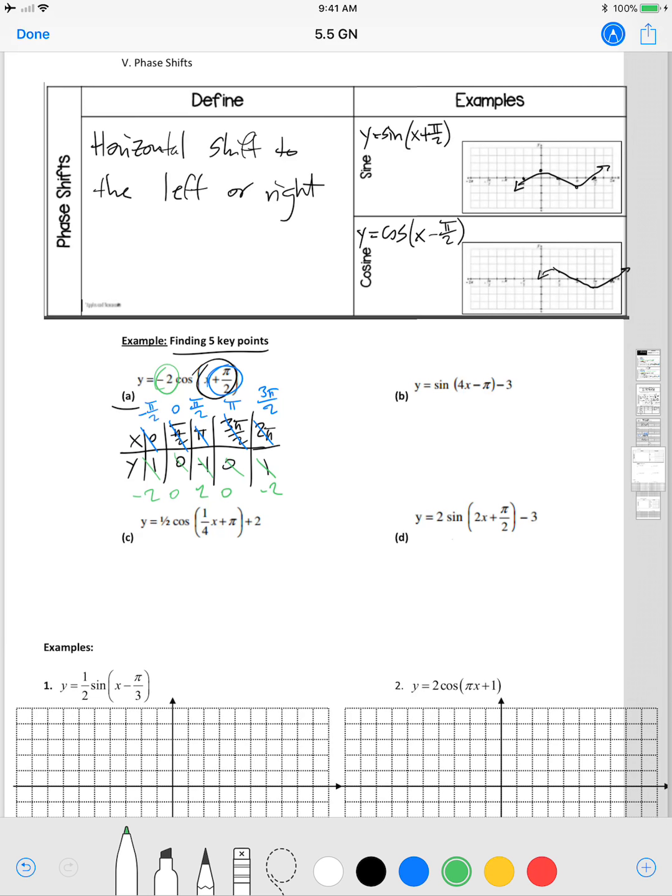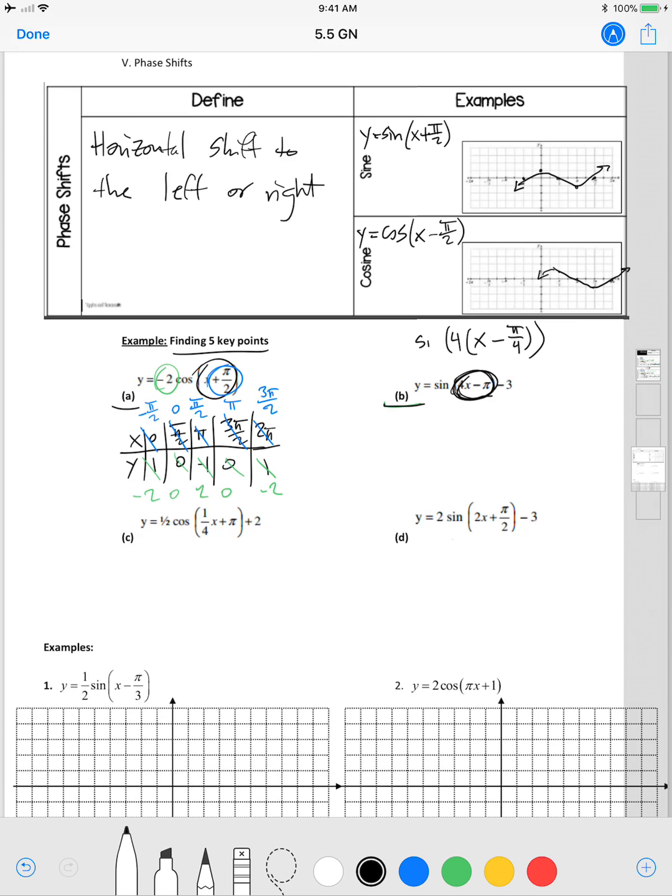I want to go through letter B also, just because something special, something a little different is happening here. I have both a B and a C in this case. Now, when that happens, my phase shift is being affected by that B. The period change is affecting the phase shift just by looking at this right here. So what I have to do first before I can actually look at my transformations is factor out B from what's inside the parentheses. And if I do that, 4 times x minus pi divided by 4, factoring is dividing.